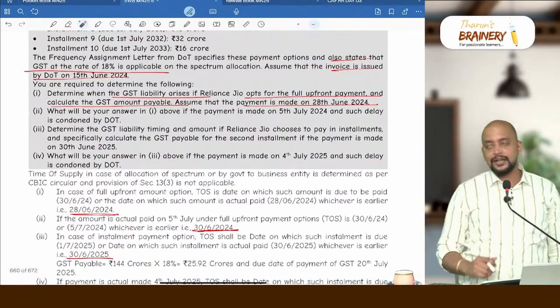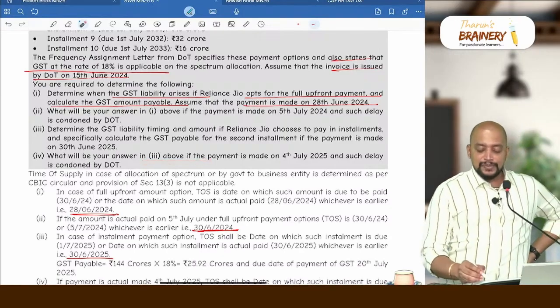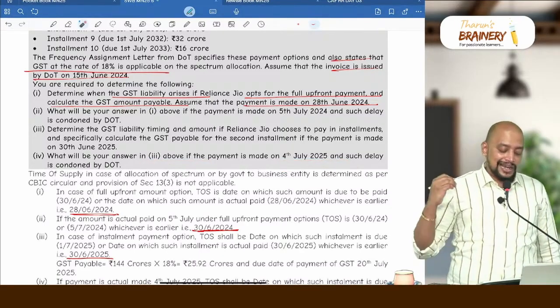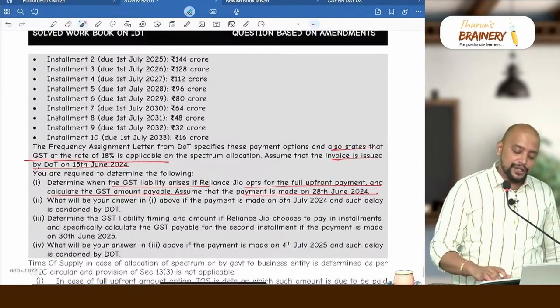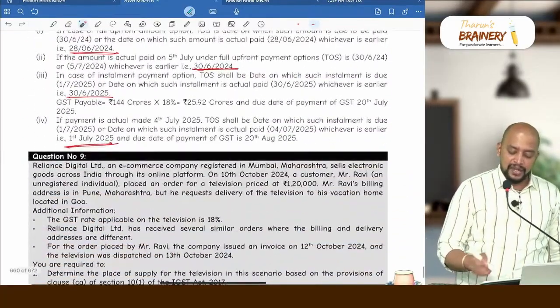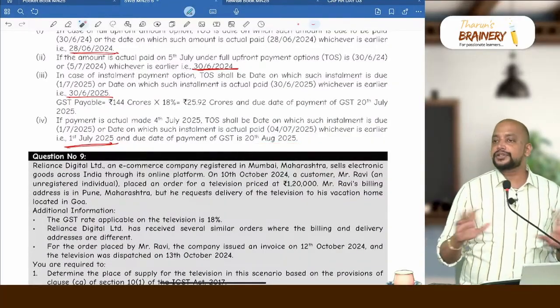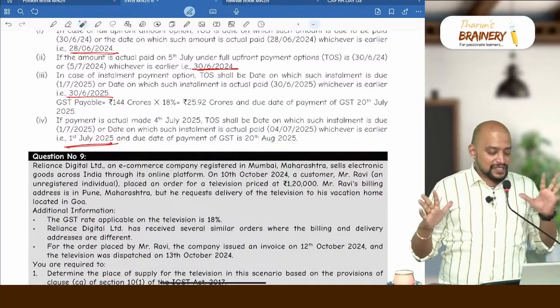What will be your answer in 3 above? If the payment is made on 4th July and such delay is condoned by DOT, what is the due date? 1st July and 4th July, whichever is earlier will be 1st July. So next month 20th will be taken as the due date. Understood? So with that, time of supply is over.